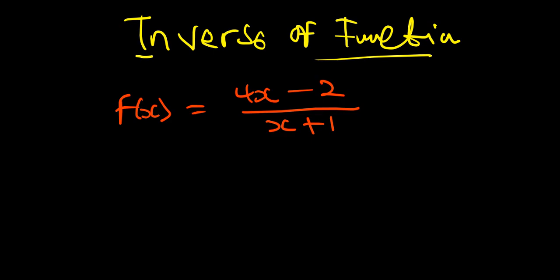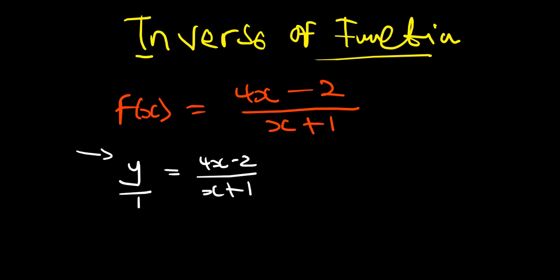First of all, f of x is the same as y, so we're going to replace f of x with y, and then we're going to say y is equal to (4x minus 2) divided by (x plus 1). Our goal is to make x the subject of the formula. So we can put this y over 1, and then we cross multiply. So what are we going to have?